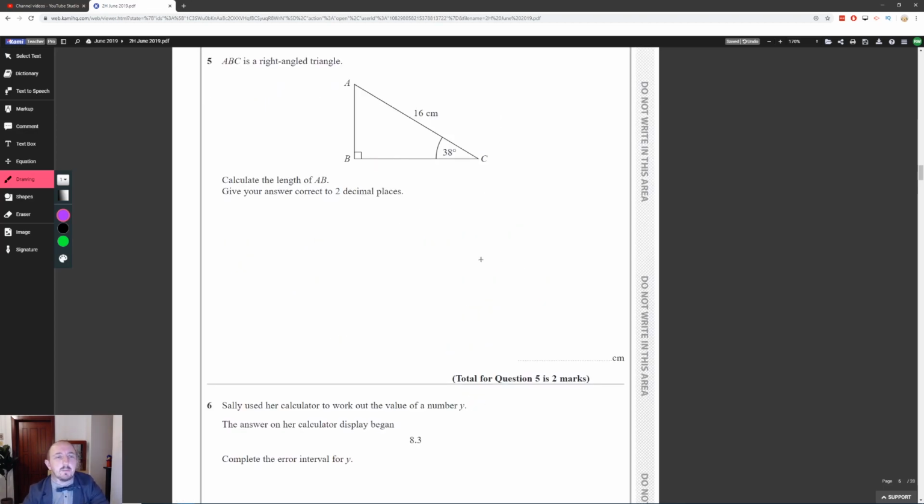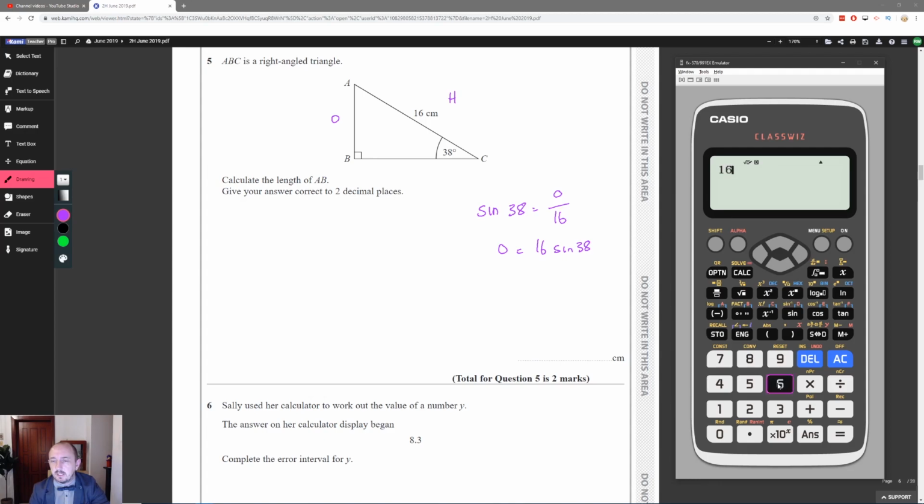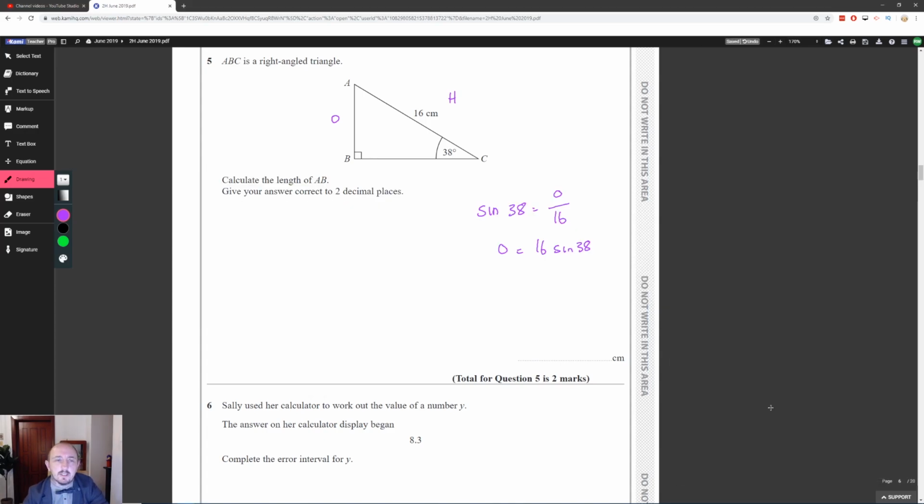Question 5, we're going to do some trigonometry to calculate the length of AB, which is the opposite. We're given the hypotenuse, so we're going to be using sine 38 is equal to O divided by H, which we know. So O is going to be 16 lots of sine 38. So 16 sine 38, which equals 9.85 to 2 decimal places.